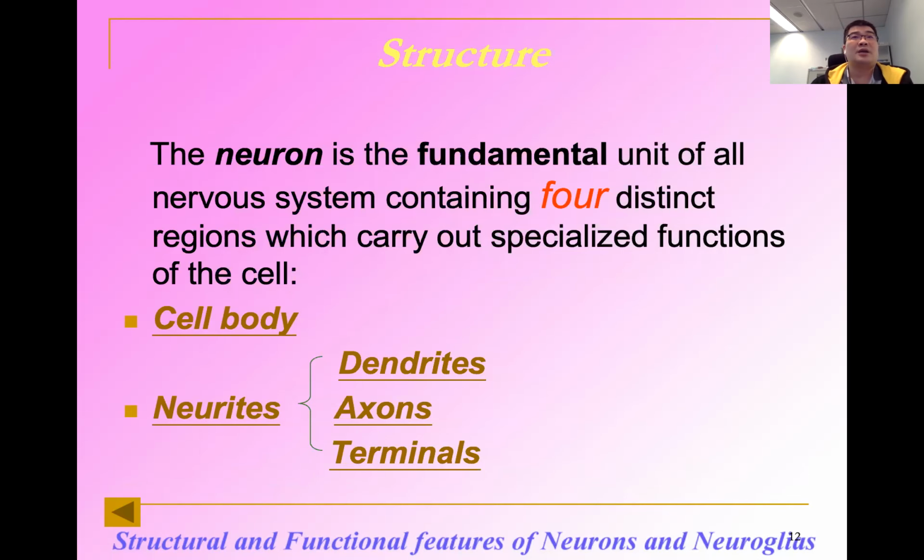The neuron is the fundamental unit of the nervous system. They contain four distinct regions, and they carry out specialized functions. Mainly the cell body, and then the neurites. Neurites are the outgrowths of the neurons. They include the dendrites, the axon, and the terminals.